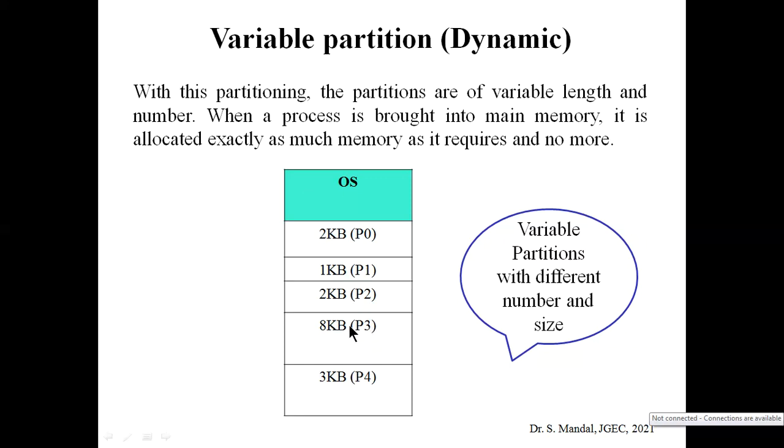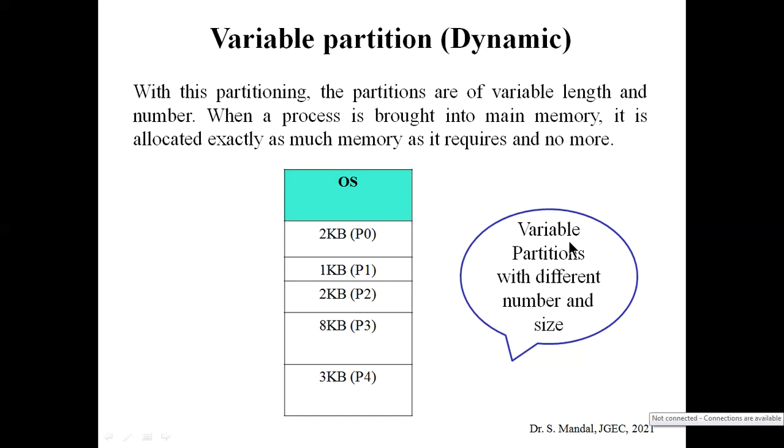By using this type of partition, where the length and number of partitions are variable, you can see that here we have 16 kilobyte of main memory available, but we can allocate 5 processes, and we can also allocate an 8 kilobyte or larger process. So that is the main advantage over the fixed type of partition.